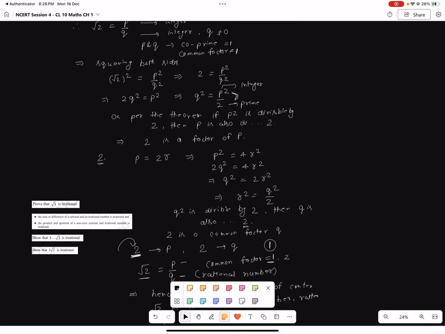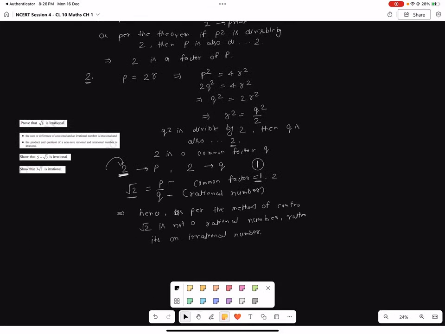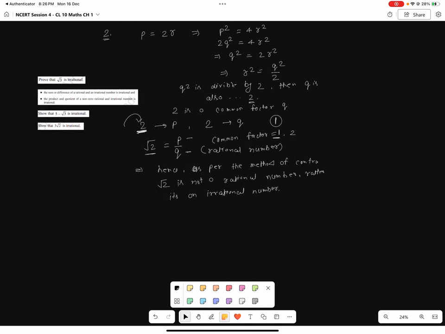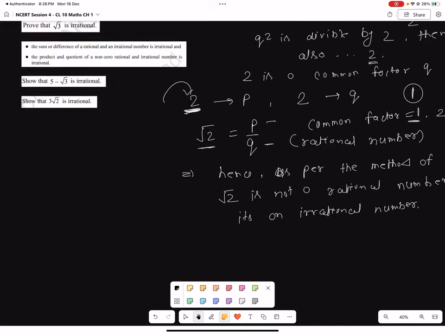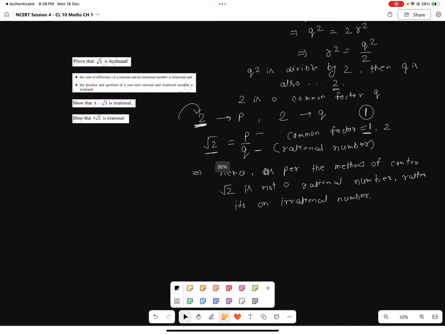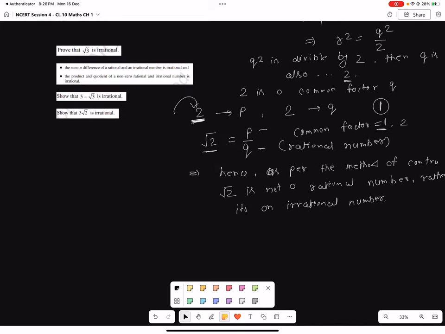So what you can do, you can go through all these steps. Sorry, I'm just teaching you, so this is not the proper way of writing an answer. You can beautifully write it down, cut down a few steps, because my intention is to make you understand the theorem, and how you would use the method of contradiction and that theorem to prove that root 2 is not a rational number, rather it's an irrational number, right? So that is what we have learned so far.